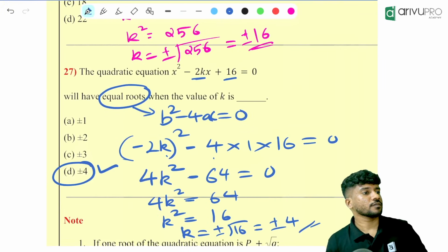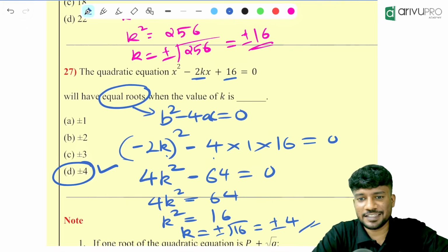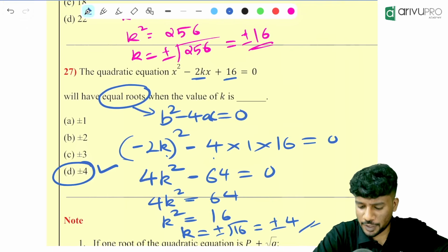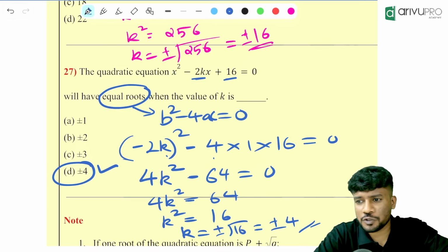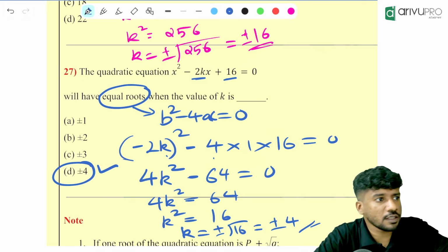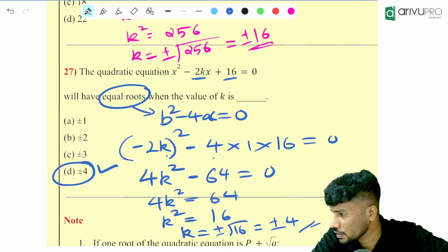Which option is the answer, people? Option D. Very easy, right? One of the easiest questions, and you can expect questions like this. If you check MDP, RTP or anywhere, questions like this are always there. Very direct. Very, very direct.